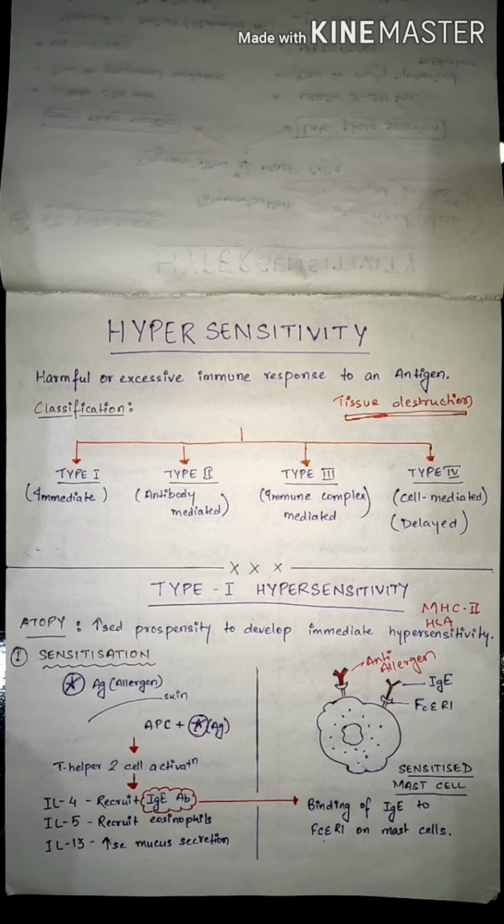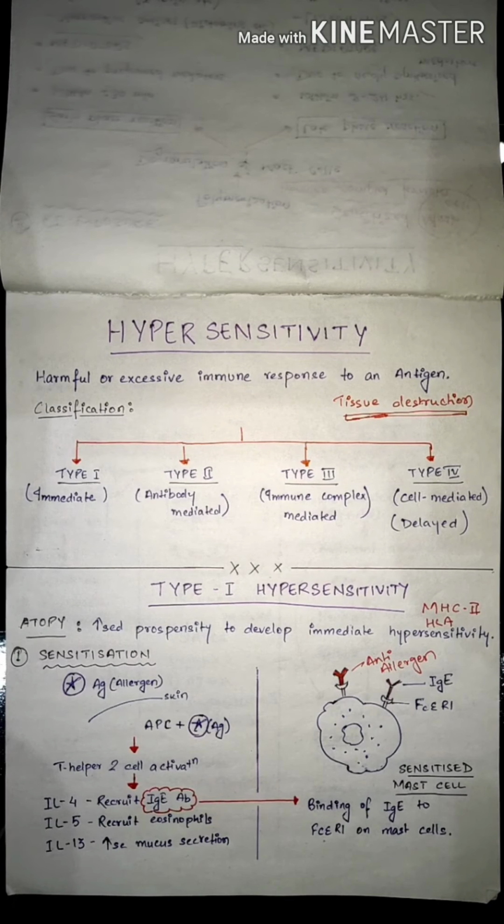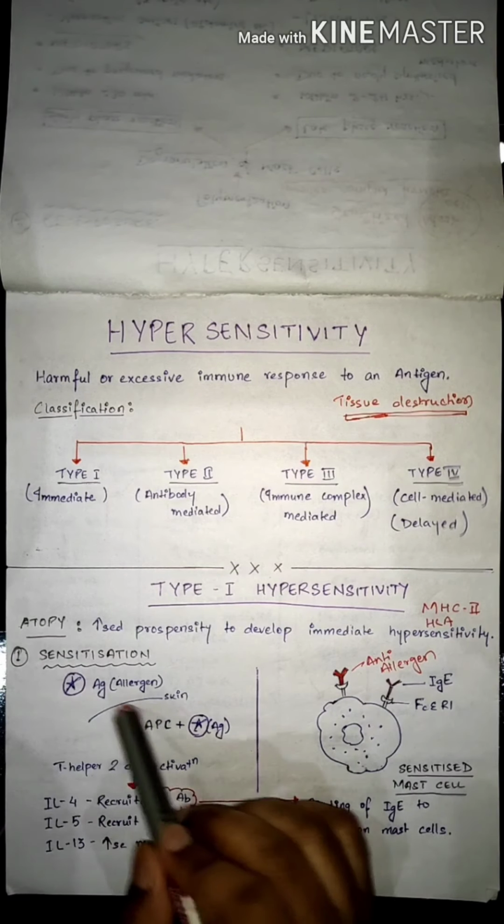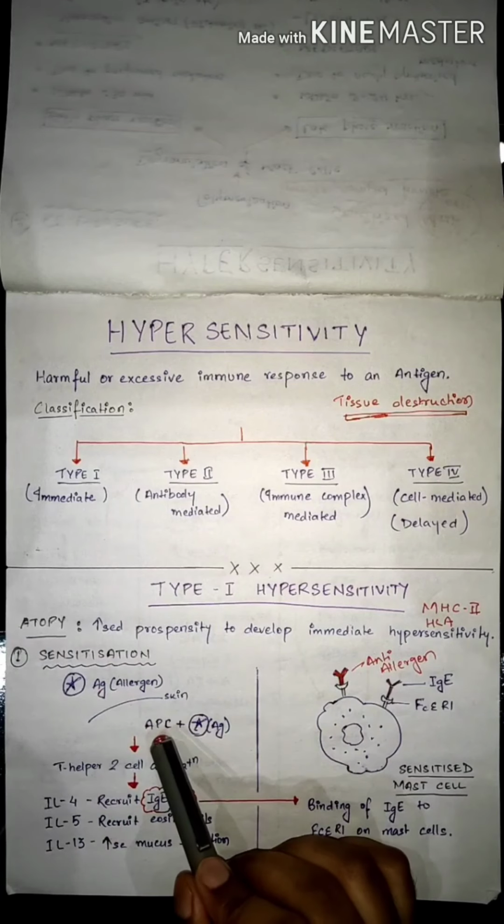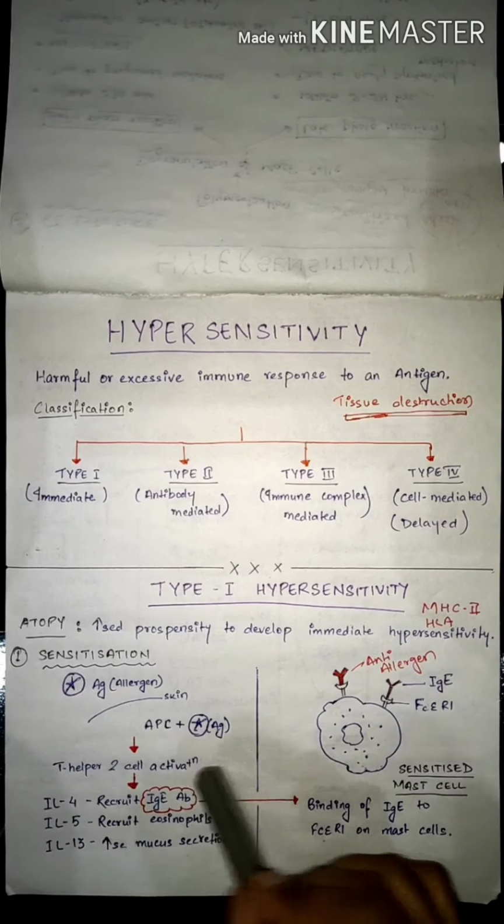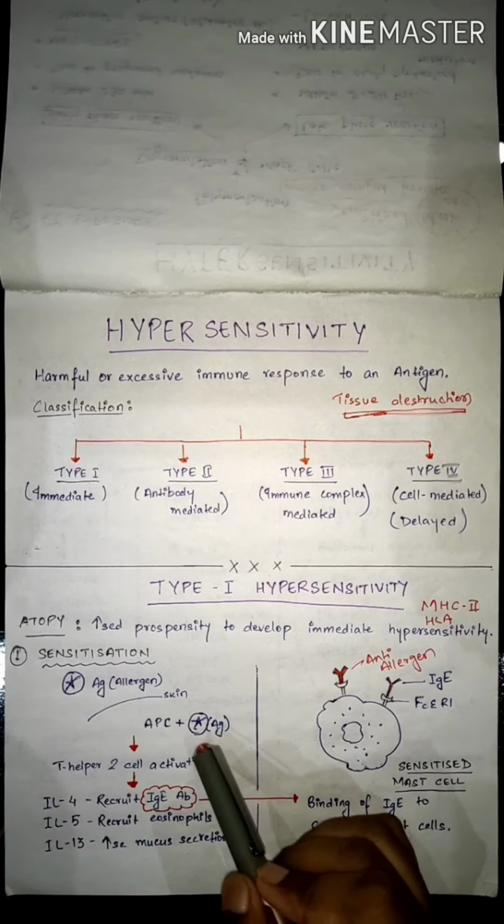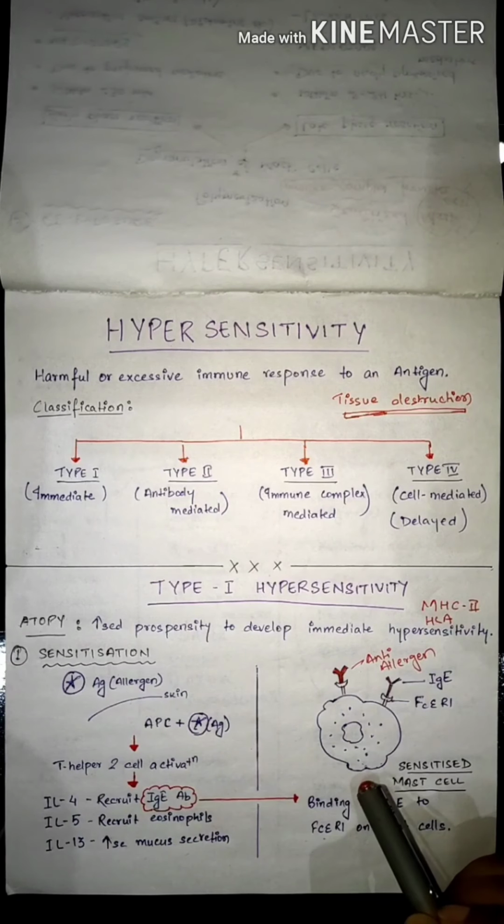Now coming back to hypersensitivity, first step in hypersensitivity is sensitization. It is making our immune system capable of generating an immune response against a particular antigen. Let's see how this is done. First of all, an antigen or allergen enters our body and it binds with antigen presenting cell, which in this case can be a macrophage.